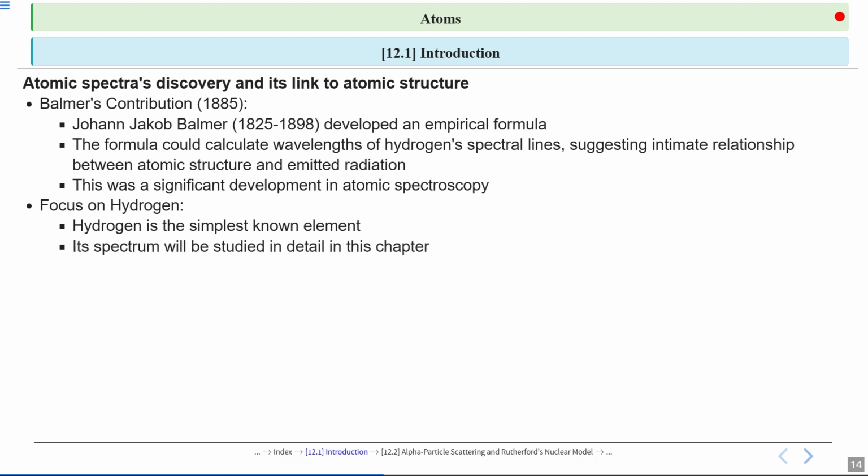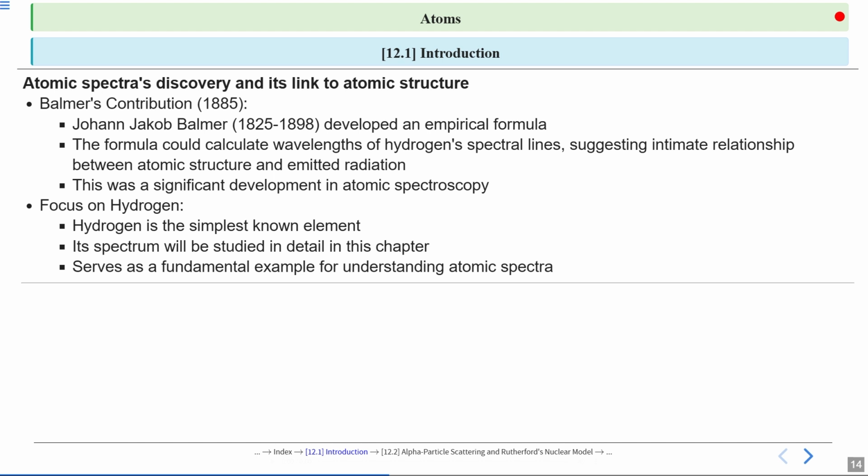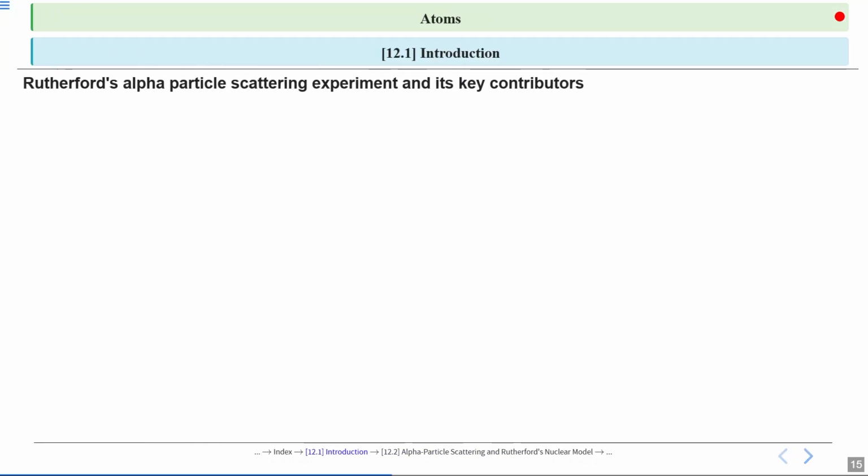So we will study the hydrogen spectrum in detail in this chapter. By analyzing the lines it emits, we will uncover the rules that govern all atoms. This detailed look at hydrogen will help us build a foundation for understanding more complex elements later. Hydrogen serves as a fundamental example for understanding atomic spectra. The patterns we see in hydrogen spectra are starting points for all atomic physics.